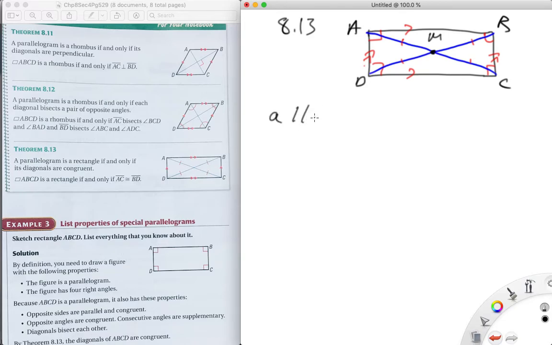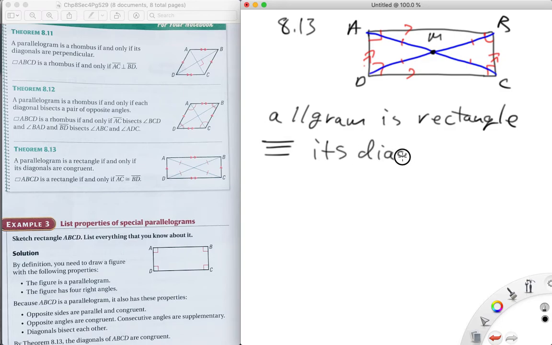8.13: a parallelogram is a rectangle if and only if its diagonals are congruent. So AC is congruent to BD.